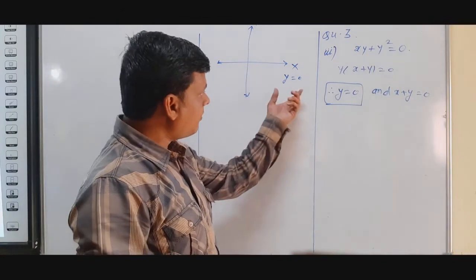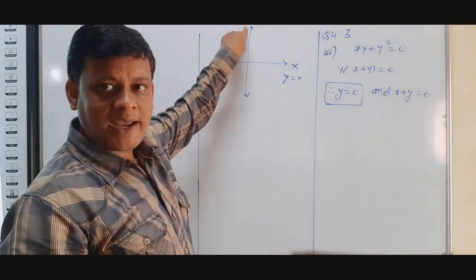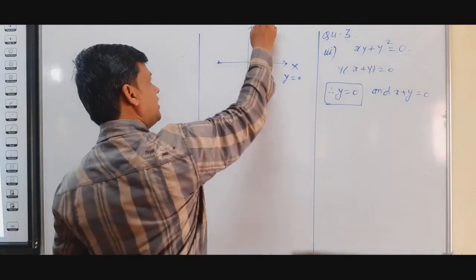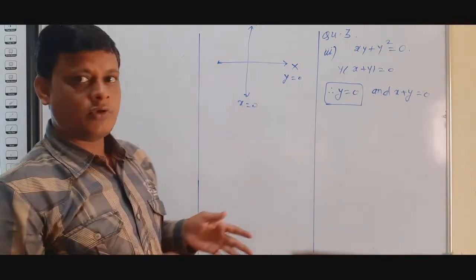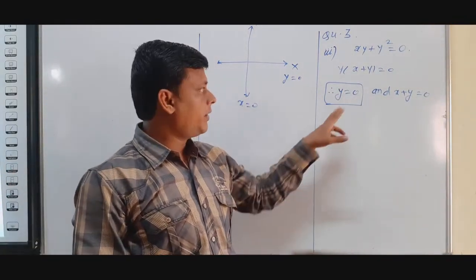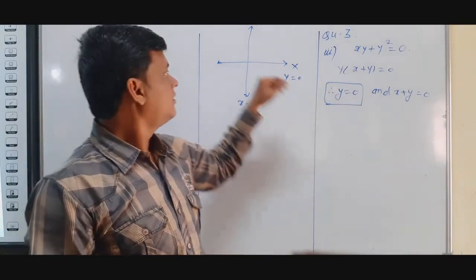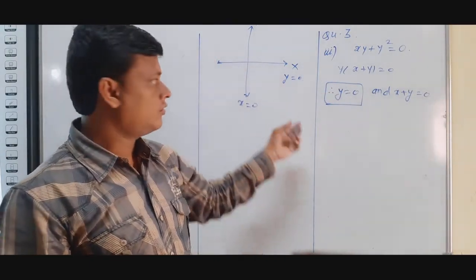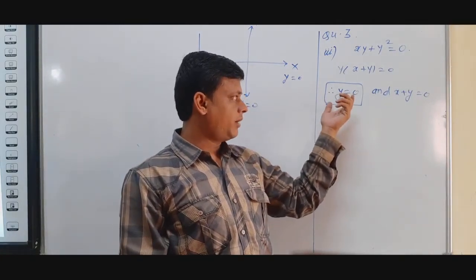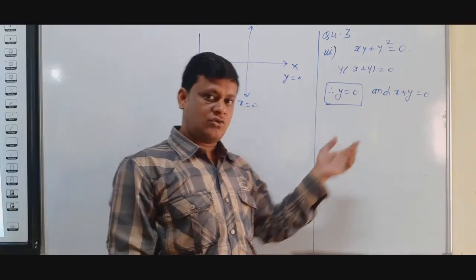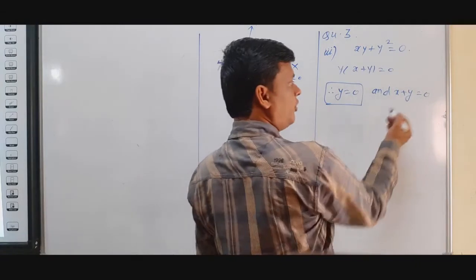So the line perpendicular to the x-axis is the y-axis, and we know that the equation of y-axis is x equals to 0, because we require a line perpendicular to these two lines. So perpendicular to x-axis is y-axis. So we get directly the equation of line perpendicular to the line y equals to 0 is x equals to 0, and we find the slope of this second line.